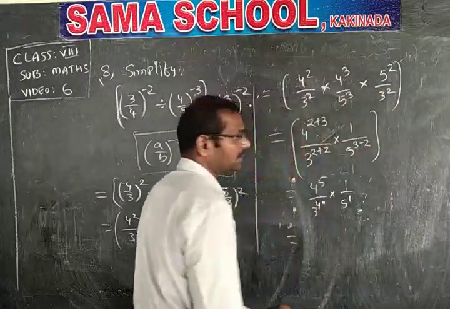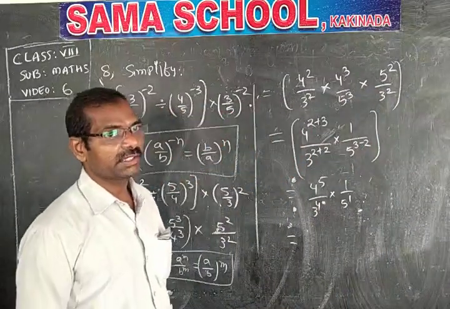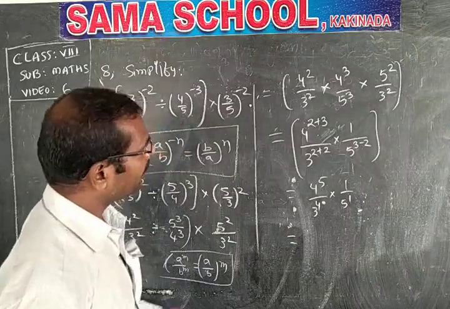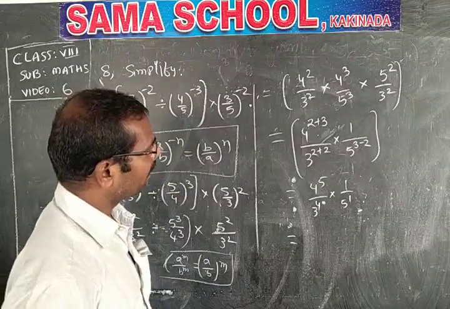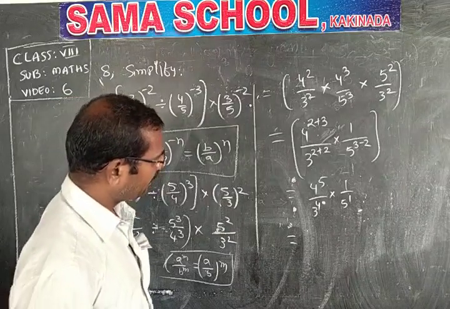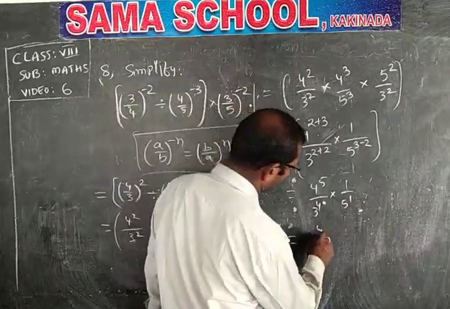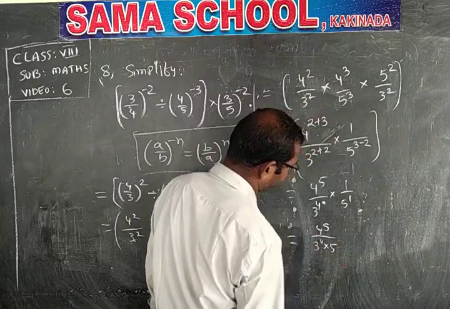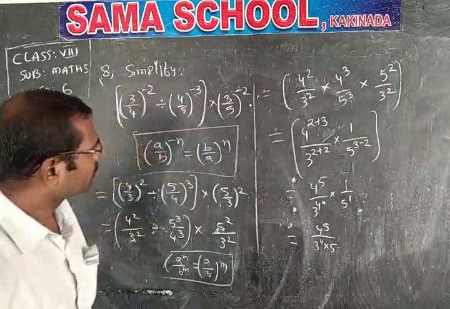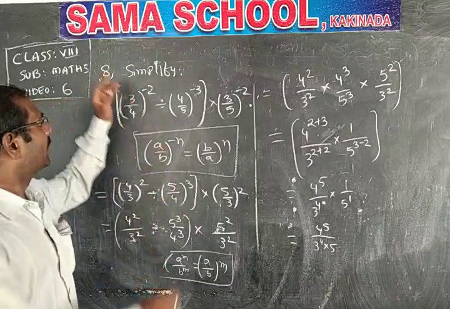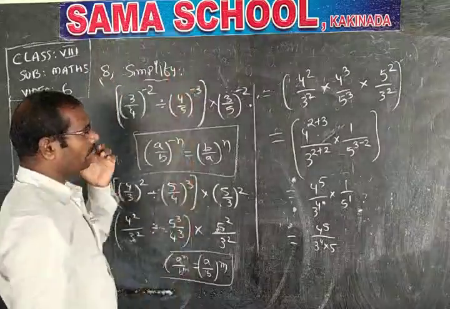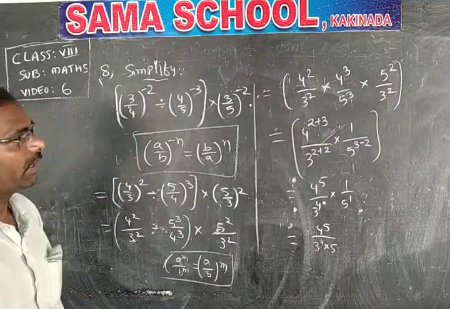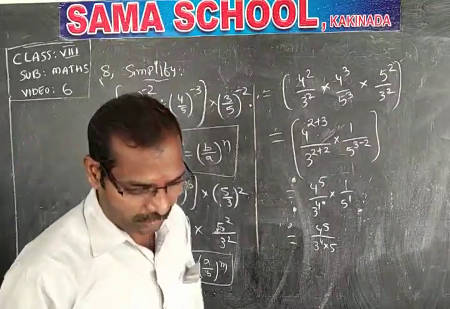4 power 5 means 4 fours are 16, 256. You can multiply and write it, otherwise you can simply leave it like that also, no problem. So the final answer is 4 power 5 by 3 power 4 into 5. That's all. So it is a little bit complicated. So much simplification is there. So you have to do it carefully when you are doing exponents and powers.